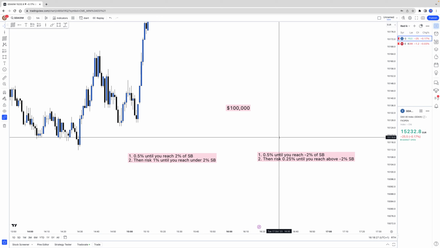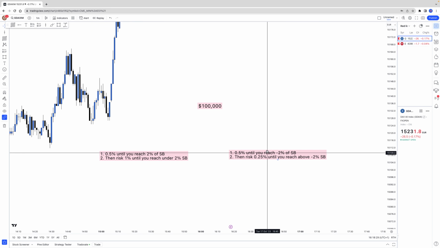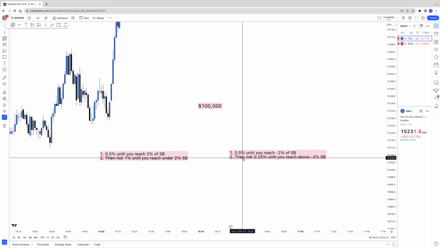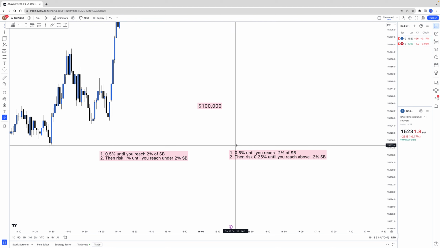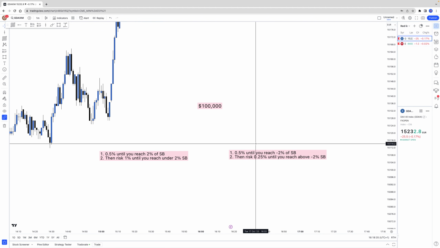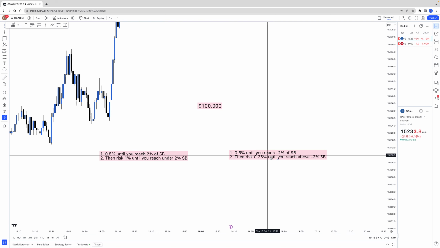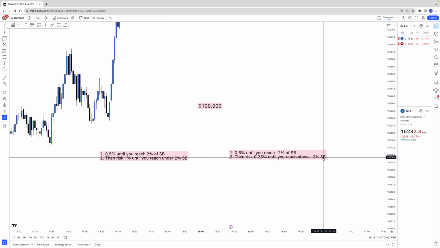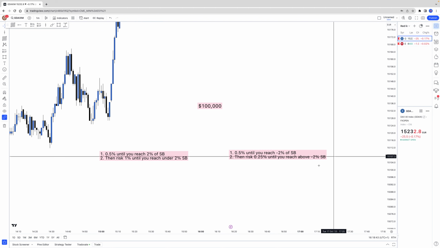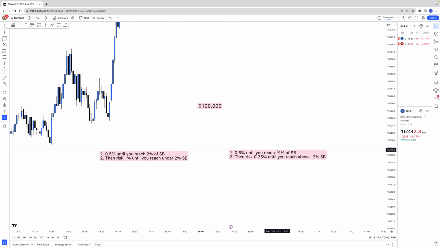And again, back to over here. Let's say you start off with the account and you risk 0.5% and you reach negative 2% of the starting balance. You risk 0.25% until you're above negative 2% of the starting balance. It's as simple as that. Follow this. You can do this on a demo account. You could possibly do this on your funded account as well.